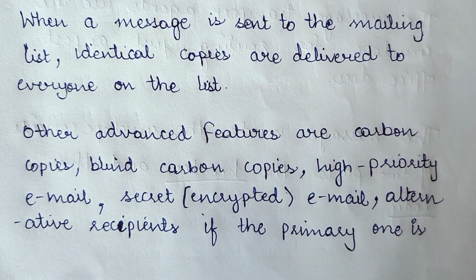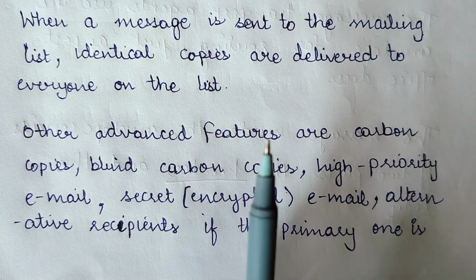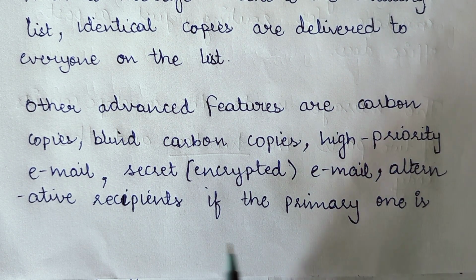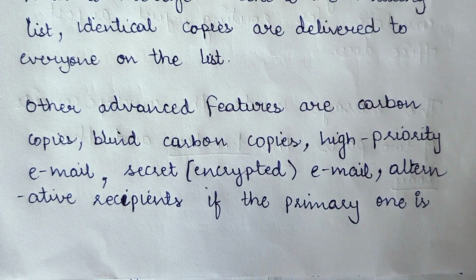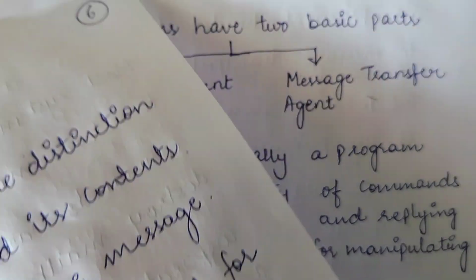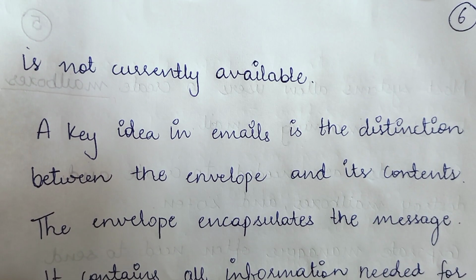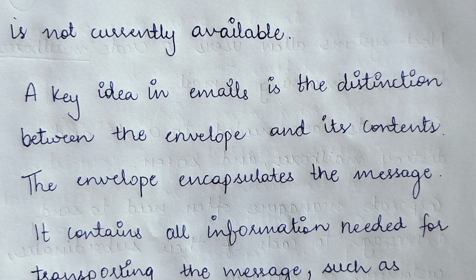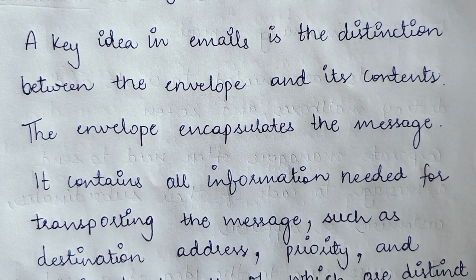Then there are high priority emails. Then there are secret or encrypted emails which you don't want others to read. High priority emails would be given higher priority. Then alternative recipients: if the primary one is not currently available, in that case alternate email IDs can be sent, so that you ensure that if it is not received on one email ID, at least it will be received on some other alternate email ID and the email would not be lost.